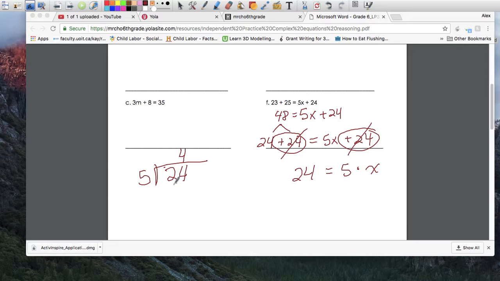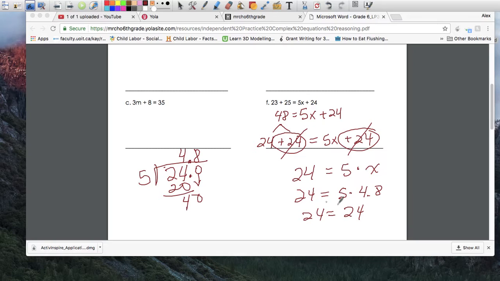5 goes into 24 4 times, 20. Add a decimal, a 0, bring the 0 down. 5 goes into 48 times, so 4.8. So 24 equals 5 times 4.8. 5 times 4.8 is equal to 24. So there, we just found our answer.